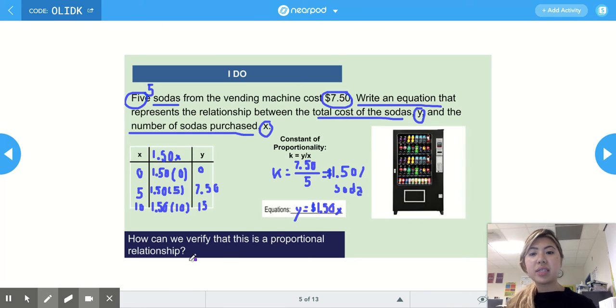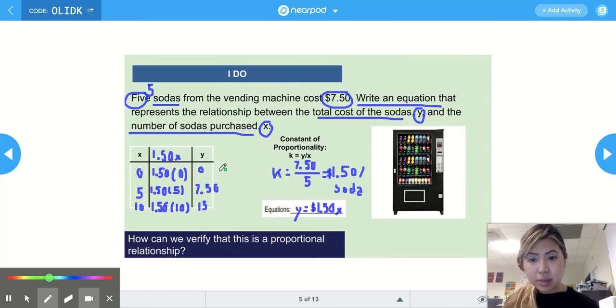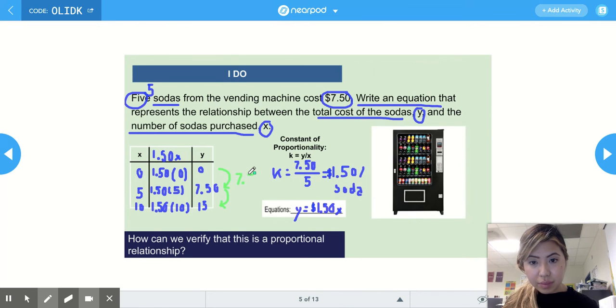And we can verify that this is a proportional relationship because the change in y values are the same to the change in x values. So the change in y values in this case are consistent. We're adding $7.50 for every 5 sodas.